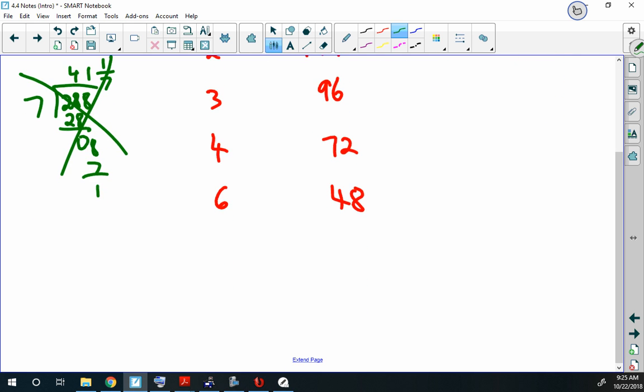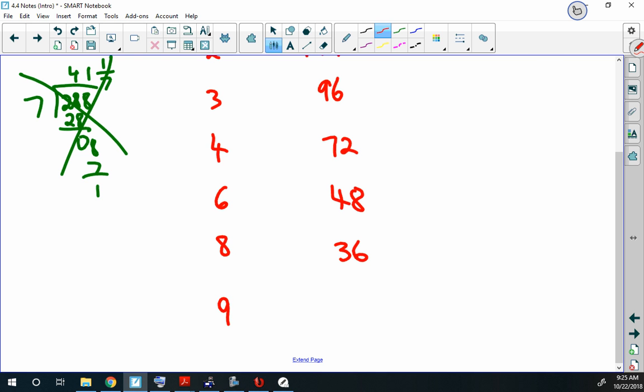Okay. What about 8? 4 worked, so 8's going to work. Well, 4 worked evenly. So what's 8 going to be? 8 and half as many times as 4 did. 4 worked 72 times, so what's half of 72? 36. So 8 and 36.